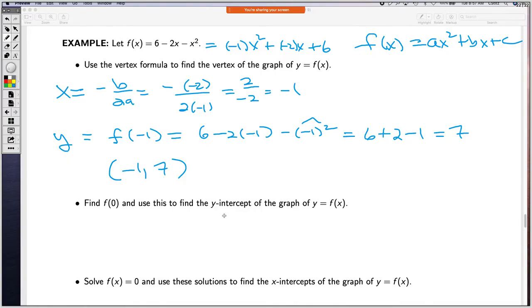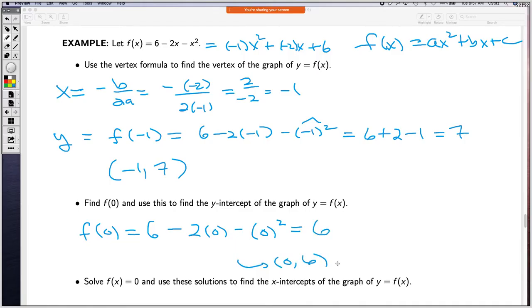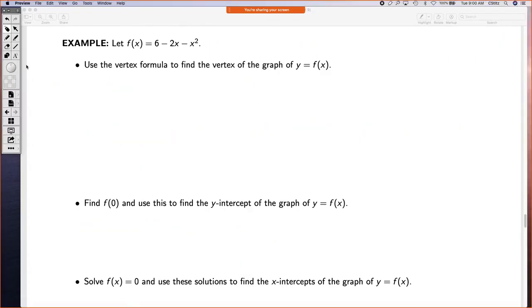So, all right, find f of 0. The nice thing about the general form is when you plug 0 in for x, all the x terms are going to drop out instantly, and we can usually get the y-intercept pretty fast: 0, 6. So vertex negative 1, 7. Intercept 0, 6. Now we got to set the function equal to 0 to see if we've got any of the x-intercepts.